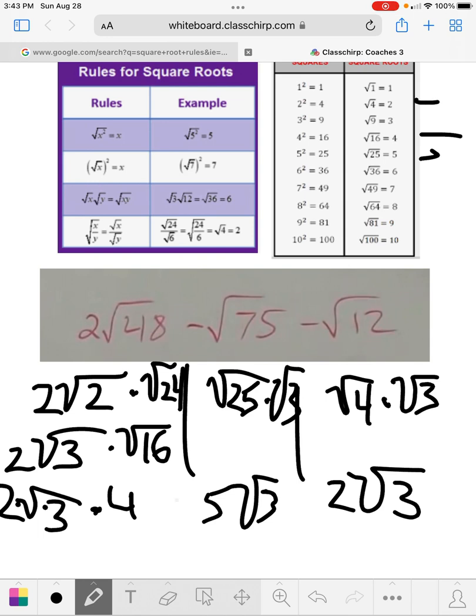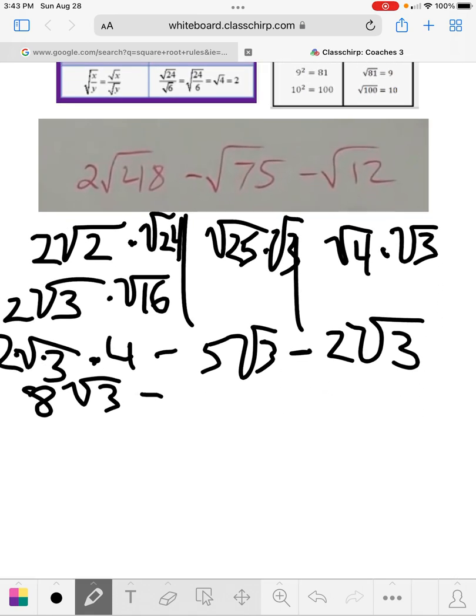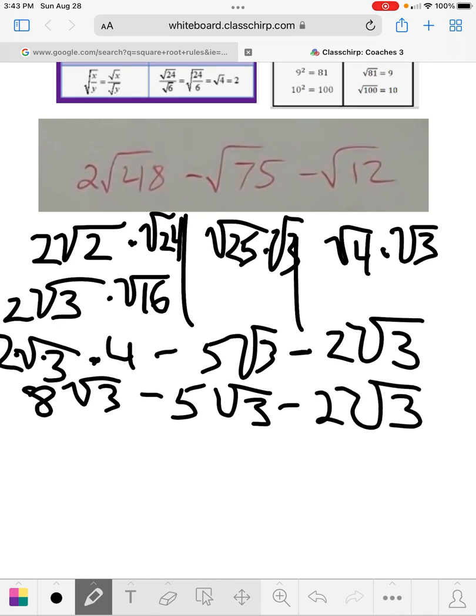So now we're coming down. Don't forget the minus signs. We've got to do the minus signs in all the time. Okay? So on this first one, we end up with 8 times the square root of 3. I'm going to push this up a little. Okay? Times the square root of 3 minus 5 times the square root of 3 minus 2 times the square root of 3. And now all the radicands are the same.